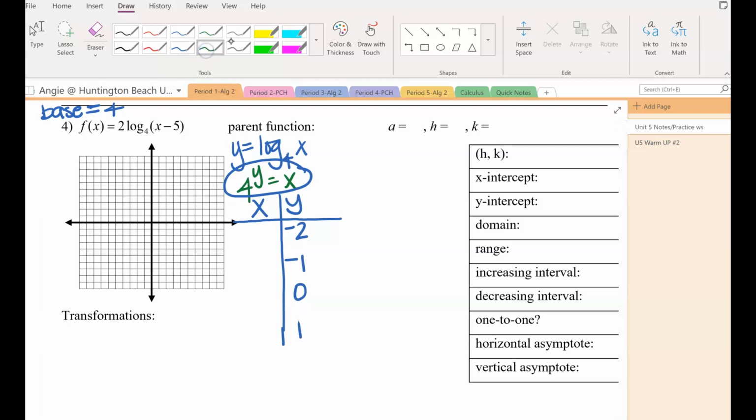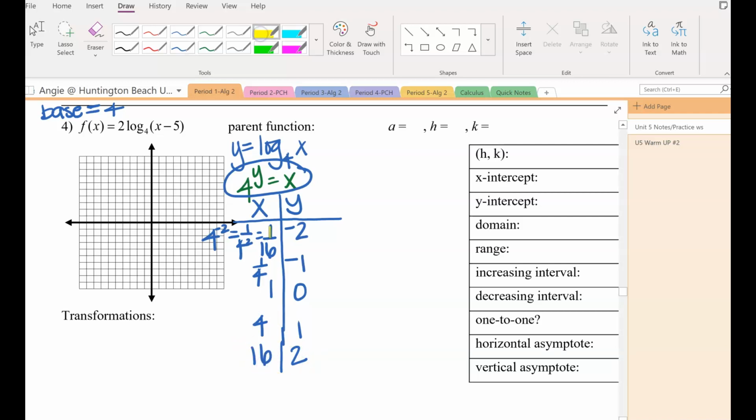The first x is going to be 4, and then we're going to raise it to negative 2. That's going to be 1 over 4 squared, so that's going to be 1 over 16. Okay, 4 to the negative 1 is going to be 1 over 4. 4 to the 0 is 1. And 4 to the 1 is 4. And I'm missing a 2. 4 squared is going to be 16.